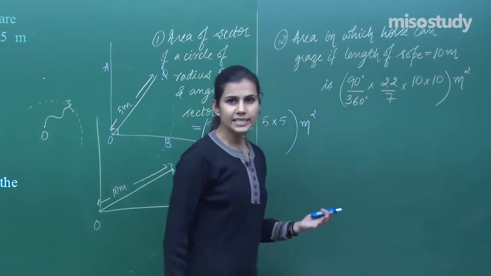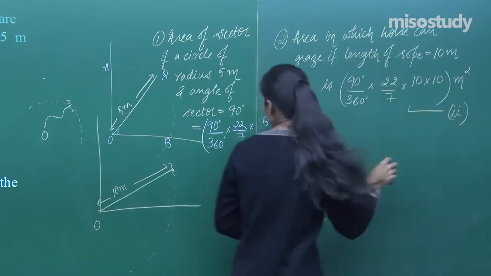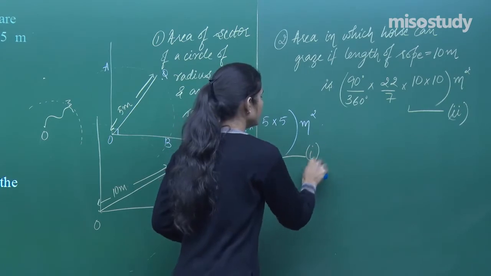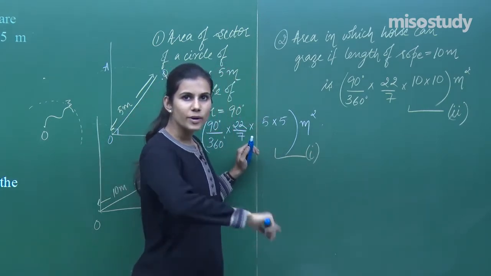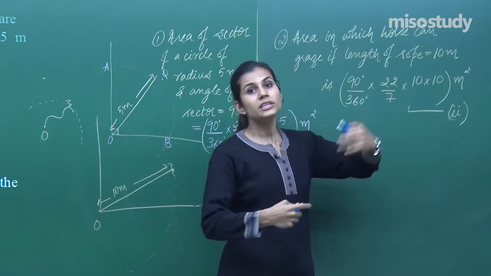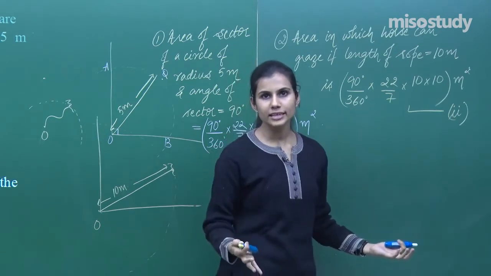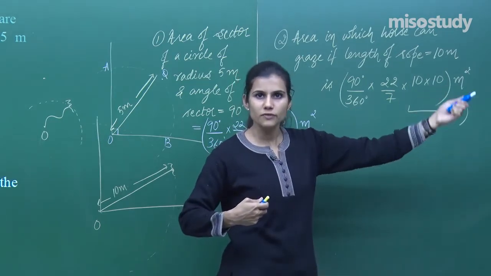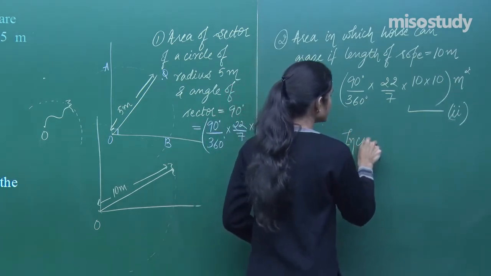What is the increase in the area if I mark this as 2 and mark this as 1? When the rope was of length 5 meters, this is the area in which the horse can graze. When I increase the rope length, this is the area in which the horse can graze. So obviously when you increase the rope length, the area will increase. There is more area in which the horse can graze now because the rope will be stretched to a further point, right? And therefore the increase in the area is what?